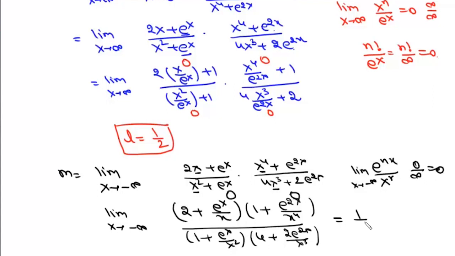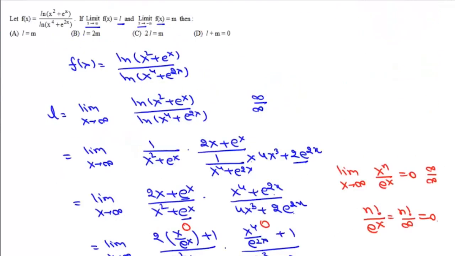So from here we'll get the value of m as also 1 by 2. So L is 1 by 2 and M is also 1 by 2. In this case, the answer to this question will be L equals M, and that's your option A.